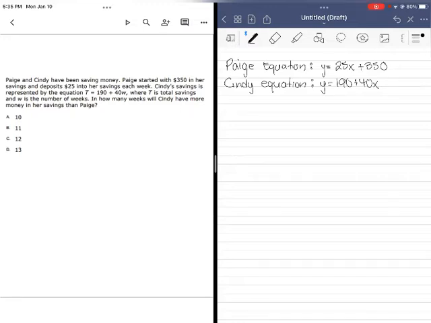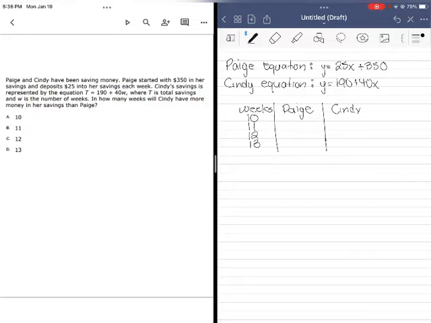Now the question said, in how many weeks will Cindy have more money than Paige? Because of that, we're going to set up a table, and we're going to use our answer choices to help us set up the table. So we're going to have one column that says weeks. The other column is going to be Paige. And the last one is going to be Cindy. Now the weeks are going to come from my answer choices, so we're looking at week 10, 11, 12, and 13.